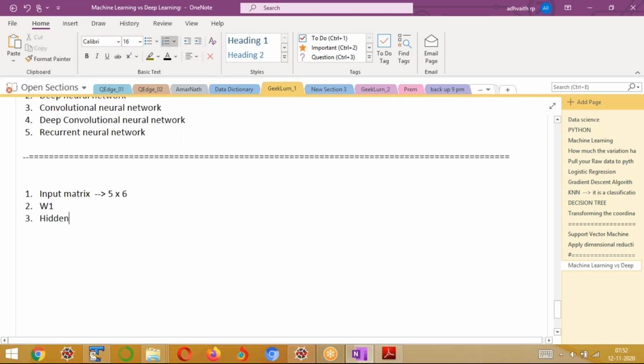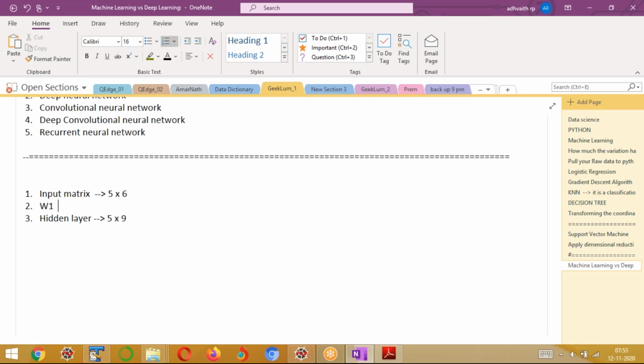And here if I apply a hidden layer, what will be our hidden layer? If I have 5 rows, 6 columns, what will be our hidden layer? As I said, the hidden layer should be 1.5 times. So I have 6 columns, so how many columns? 9 columns, right? So 5 by 9.